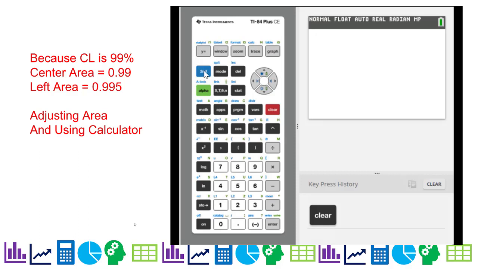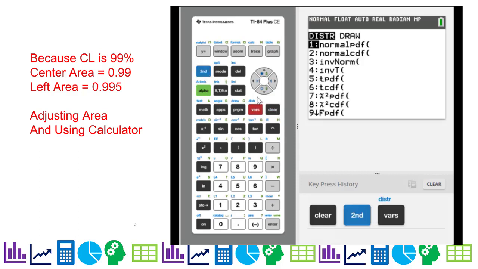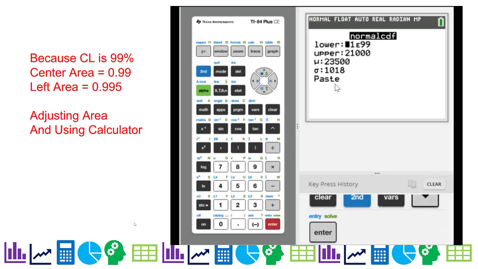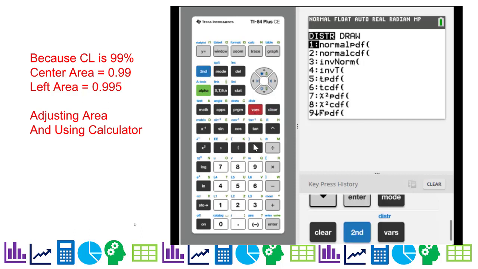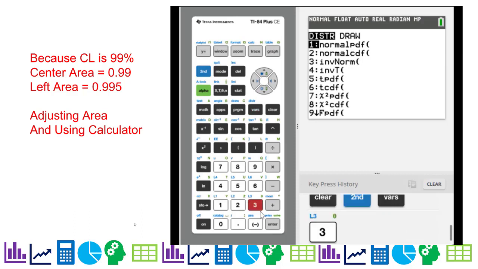So we're going to hit second distribution, and I'm trying to find a critical value. If you hit normal CDF, enter, it's like, oh, where do I put my area? There's no place there for the area, so you know you're in the wrong one. So hit mode clear, go second distribution, you might say second bars, and we want inverse norm CDF.